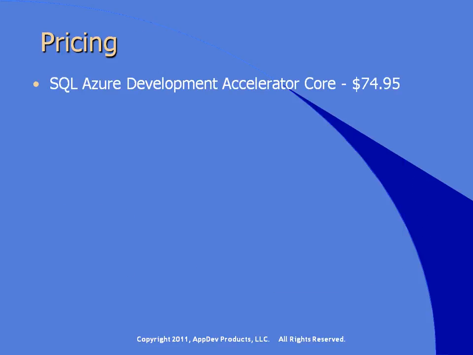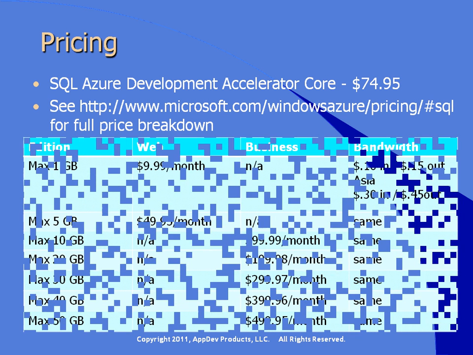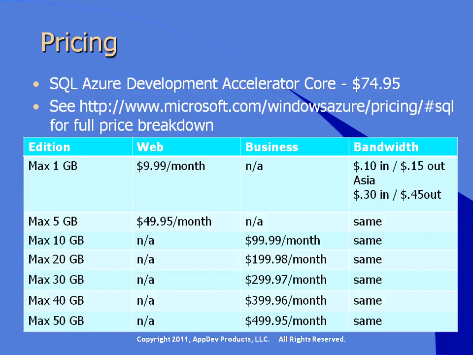Pricing for these databases really depends on the type of edition of database that you sign up for. Meaning, for example, a 1 GB and 5 GB database range from $9.99 a month to $49.95 a month. A Business Edition database ranges from $100 a month to almost $500 a month. And the number of databases you get really depends on the option you select when you're creating your Azure account. For example, the SQL Azure Development Accelerator Core option gives you one Business Edition 10 GB database for $74.95.